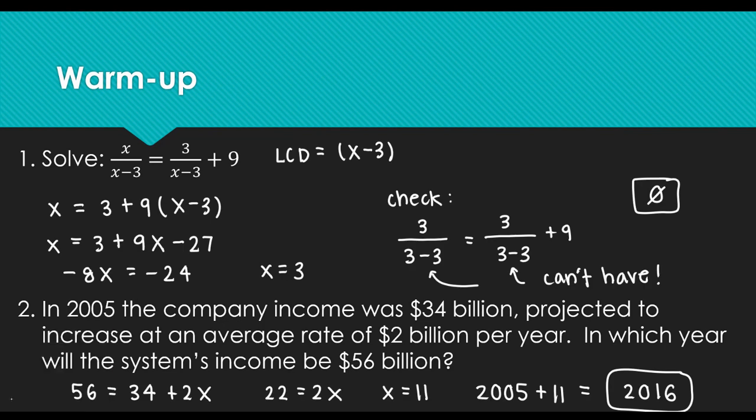So here are our solutions. Once again, the first one was a rational equation. So remember, once you solve for x, you must check your solution. In this case, it didn't work, so that's why we have that empty set.